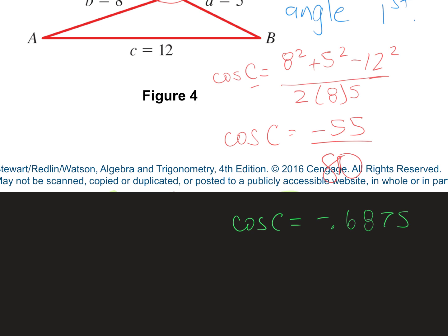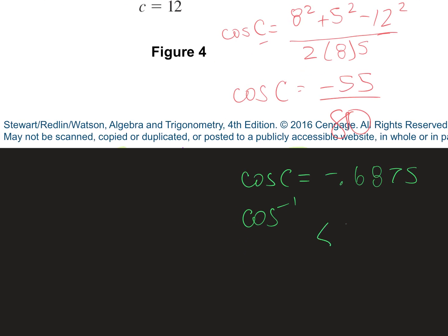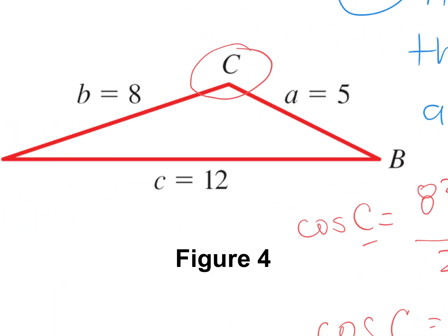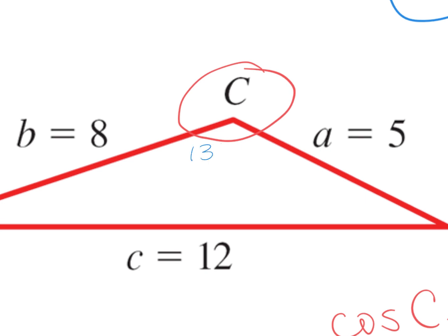No. What do we have to do in our calculator? Second cosine. Don't hit sine. Second cosine. Second answer. And I got, do it to the nearest degree. It's easiest. Angle C is 133 degrees. Okay, fine. So you just found out right here, guys, that angle C was 133 degrees.